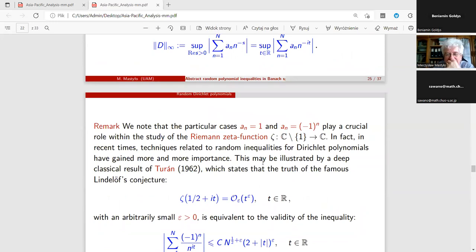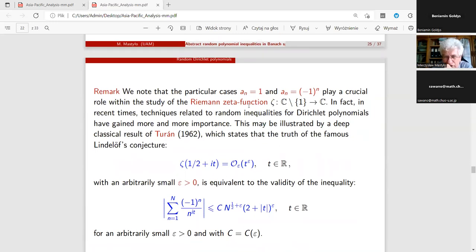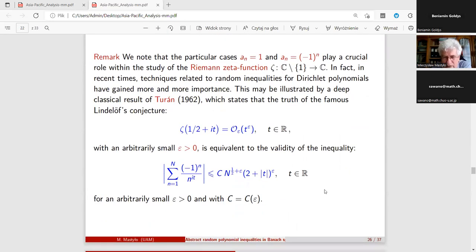I was really surprised when I was studying this kind of problems. If you take the sequence a_n equal to minus one to the n, this plays a crucial role in the study of the Riemann zeta function. Let me recall a beautiful result of Turán from 1962, which says that the famous Lindelöf conjecture, which is related with the Riemann conjecture, if someone disproves the Lindelöf conjecture, then the Riemann hypothesis is not true. What is this? This estimation for the Riemann zeta function on the critical line, for arbitrary epsilon, is equivalent to the following inequality.